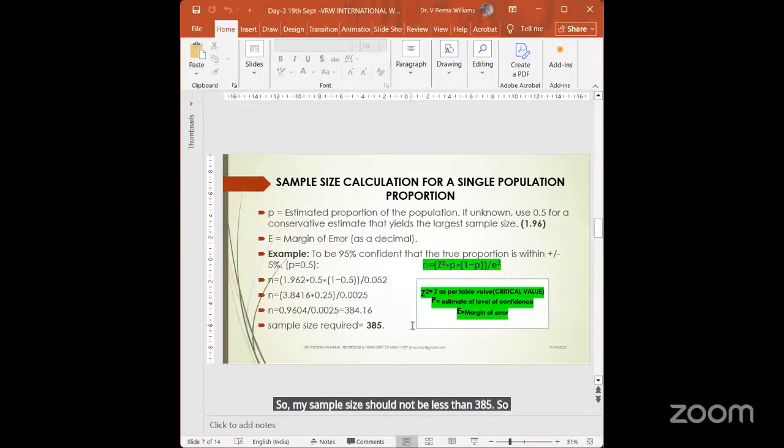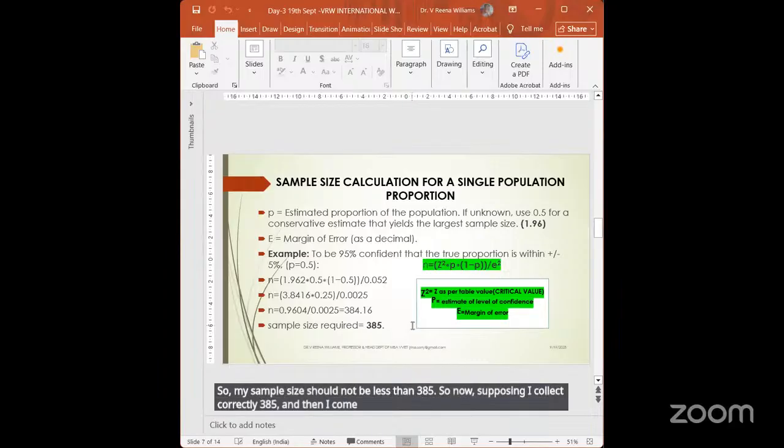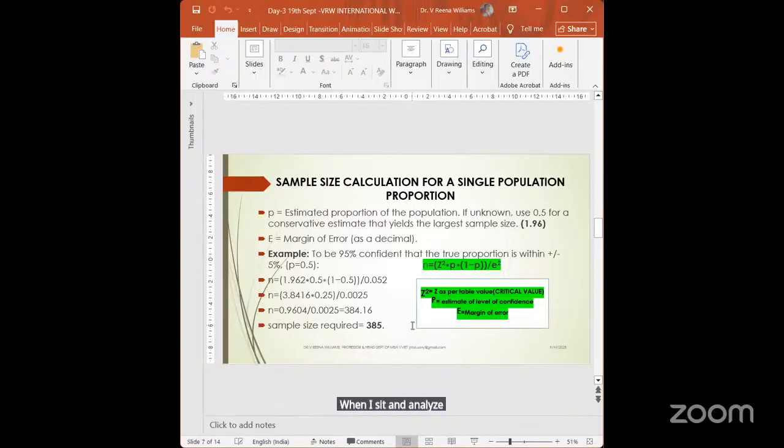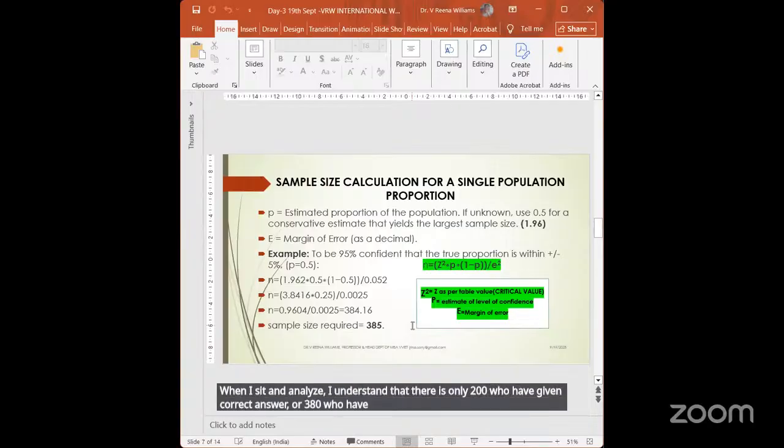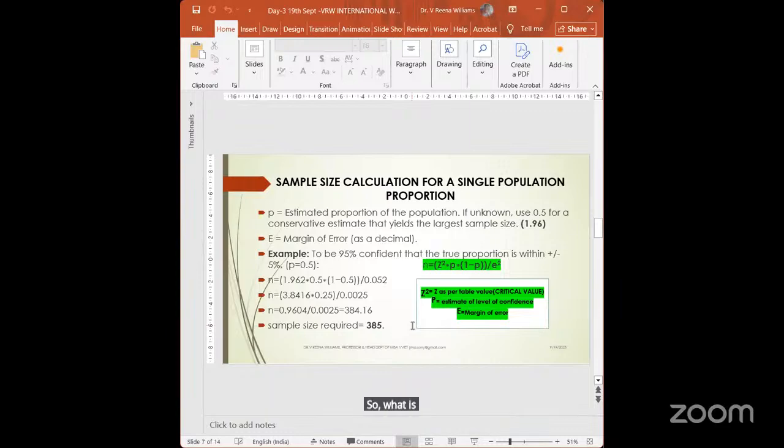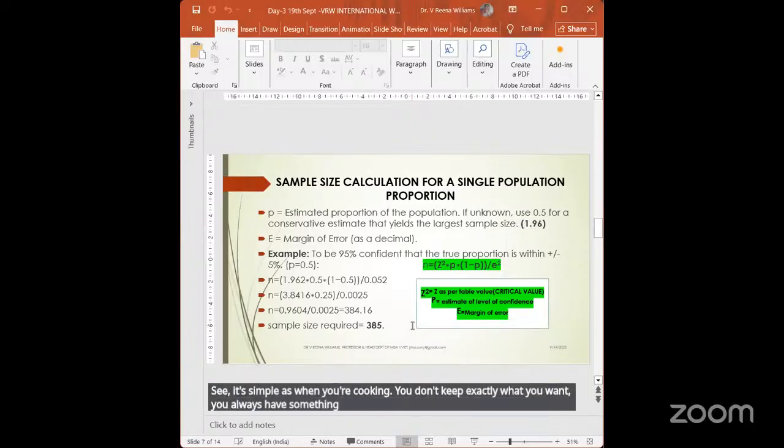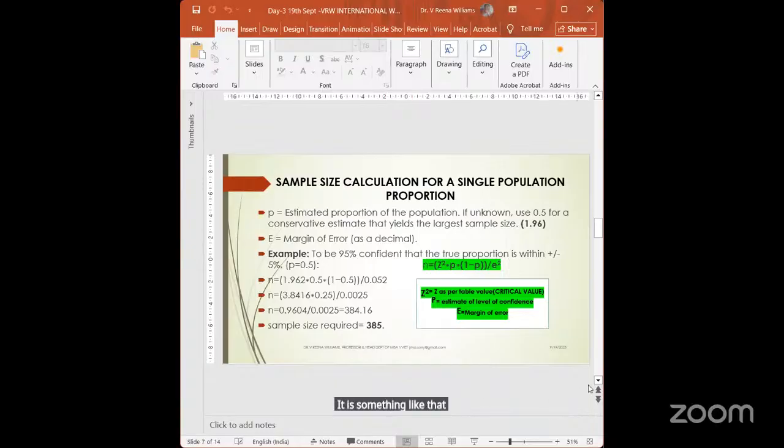Supposing I collect exactly 385 and then start analyzing. When I analyze, I understand that only 380 have given correct answers. Then I have to look for another 5 more. So what is safe? It is always safe to have extra, because when you start the analysis, you'll otherwise have to do it all over again from the beginning. It's better you have everything in hand and then start working. It's as simple as when you're cooking: you don't keep exactly what you want, you always have something extra.